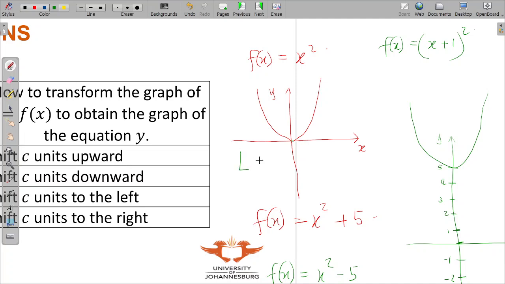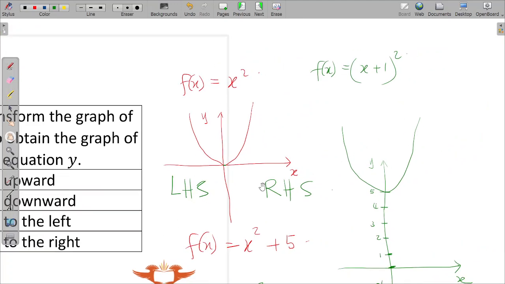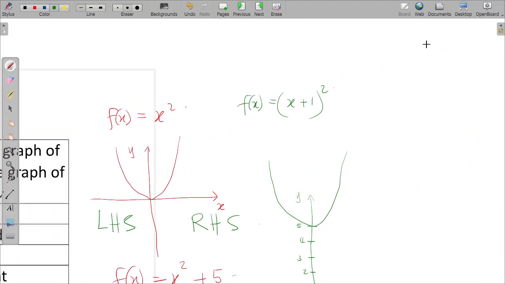This is your left-hand side, and this is your right-hand side. So we are going to shift this graph to the left. I draw another graph, and then this is my x, this is my y. Now this will be my 1. So I shift it to this one, and then the graph will be like this. So now my new graph is this because of this.